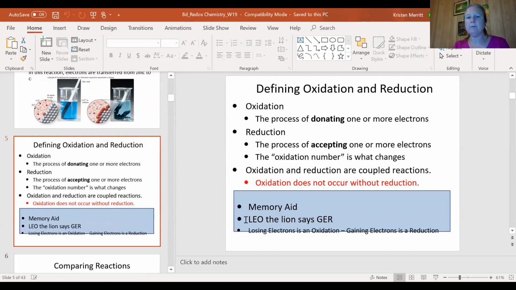So there are a couple of ways to remember which is oxidized and which is reduced. And I still use them. I have to write it down every time. I learned Leo says, the lion says ger. Let's go to the whiteboard a minute. Other people learned oil rig.